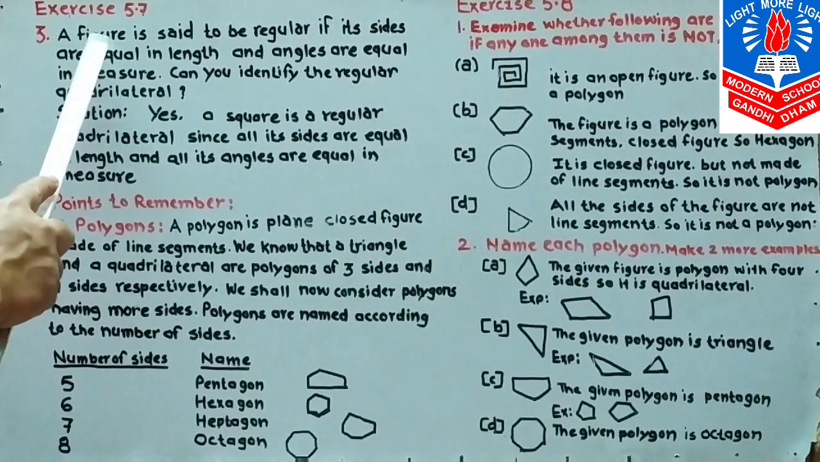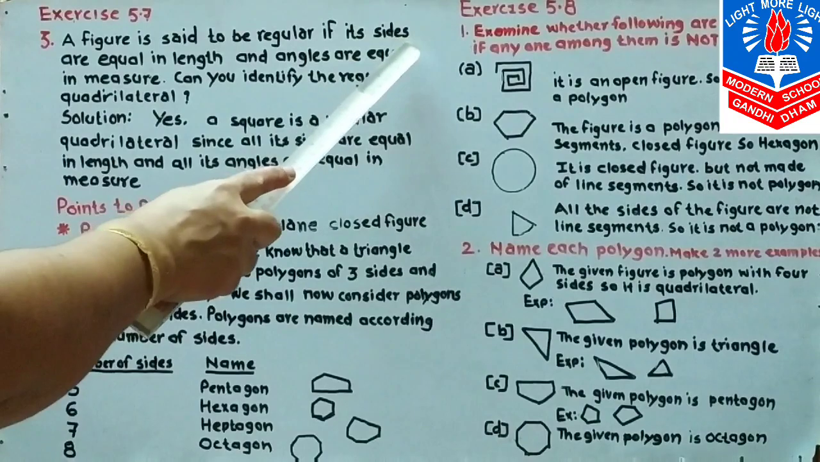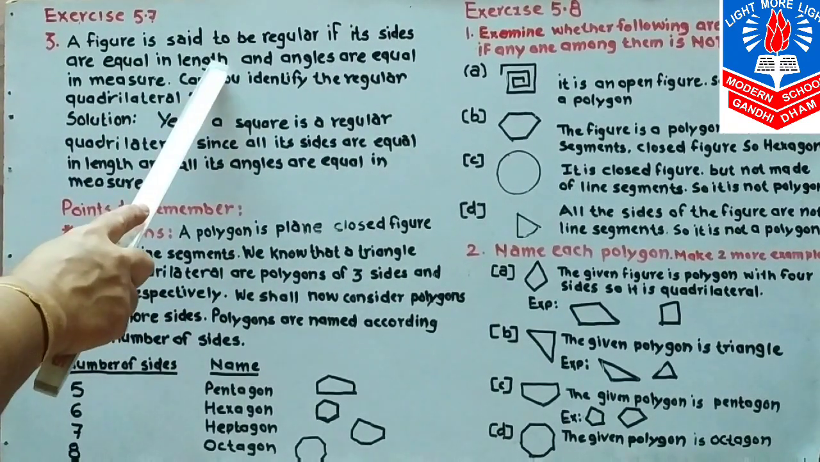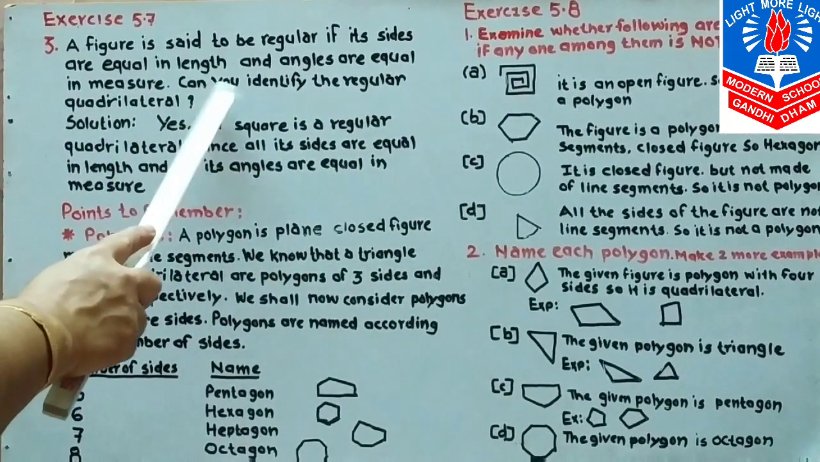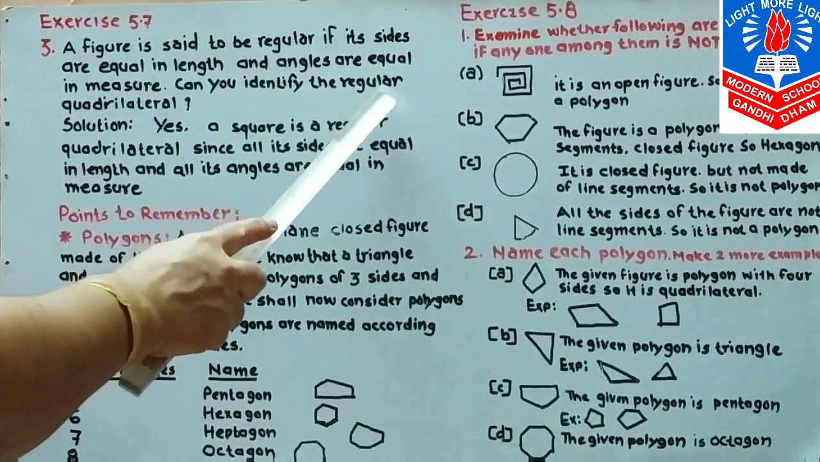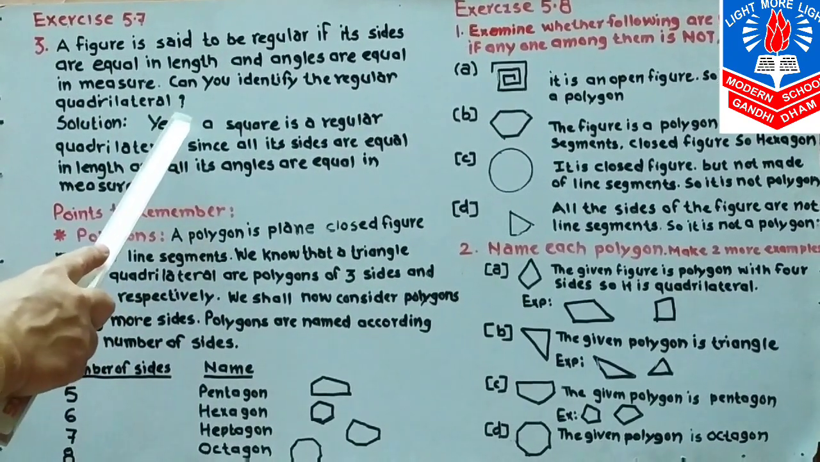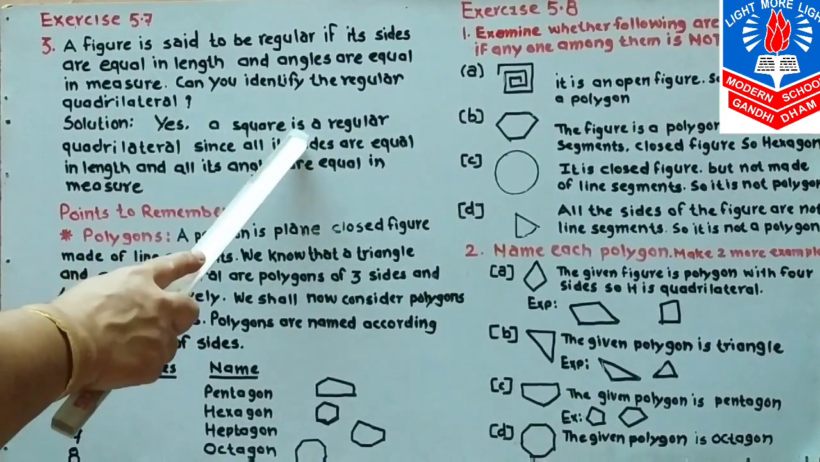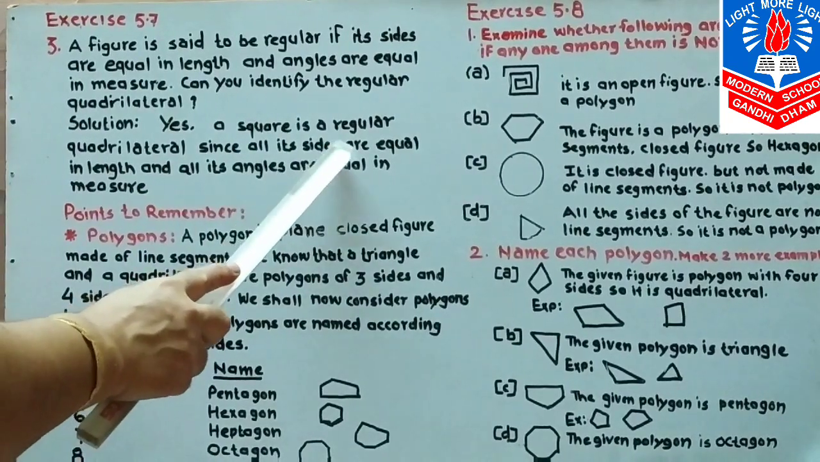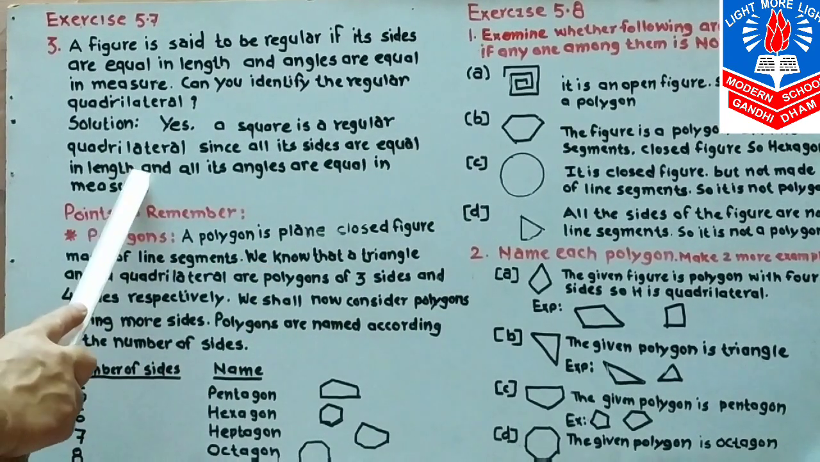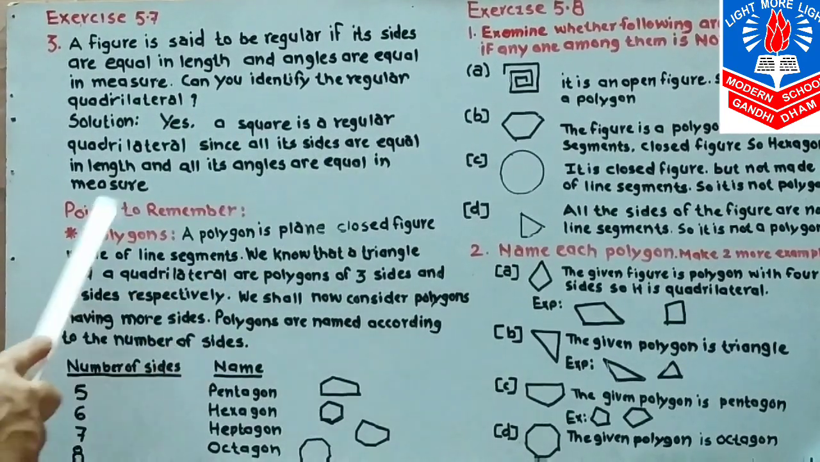Question number 3. A figure is said to be regular if its sides are equal in length and angles are equal in measure. Can you identify the regular quadrilateral? Our answer is yes, we can identify. A square is a regular quadrilateral since all its sides are equal in length and all its angles are equal in measure.